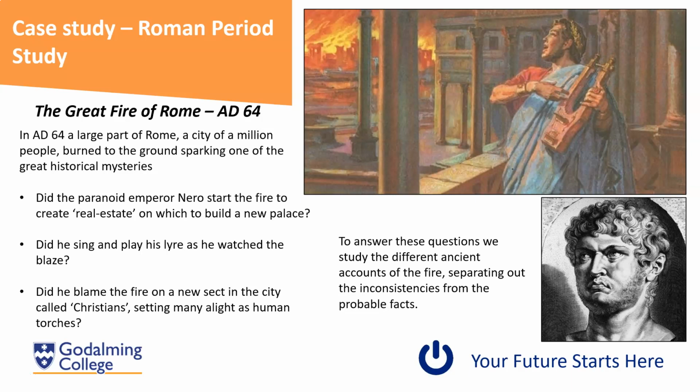Does Nero start the fire because he wants to create real estate? He wants land to build a palace on. Does he watch the fire singing and playing his lyre because he's so delighted by it? Does he blame the fire on this new sect of Christians and use them as human torches as revenge? Once again, to answer these questions, we look at the different accounts, and there are about 3 competing accounts from historians, some there, some writing later, and we try to compare them and work out what we believe and what we think is made up and why.